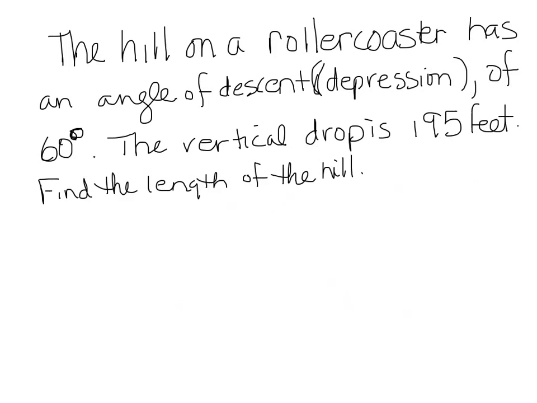The roller coaster problem. Boy, that's where we need to take our field trip. The hill on the roller coaster has the angle of descent, which is a roller coaster term. We interpret this as an angle of depression of 60 degrees. The vertical drop is 195 feet. Find the length of the hill. Alright, so let me draw, let's imagine it's a straight and not a curve descent. So that's my length of my descent. Let's see, I have a right triangle to draw. So let me put a right angle.